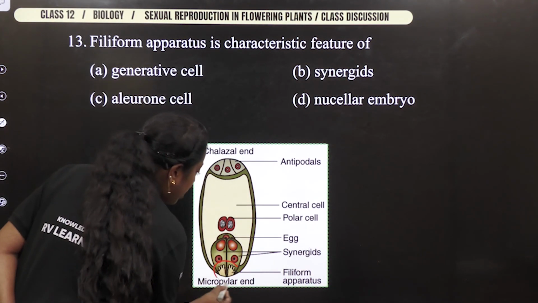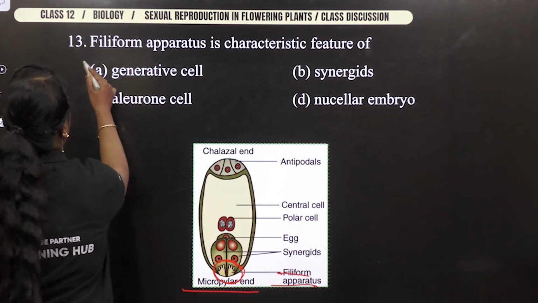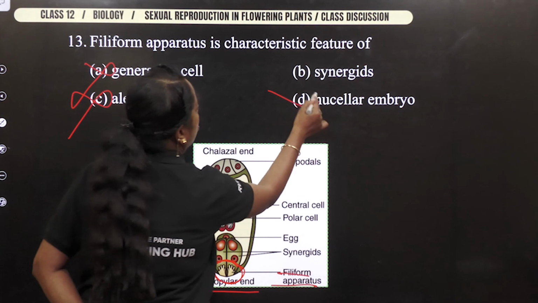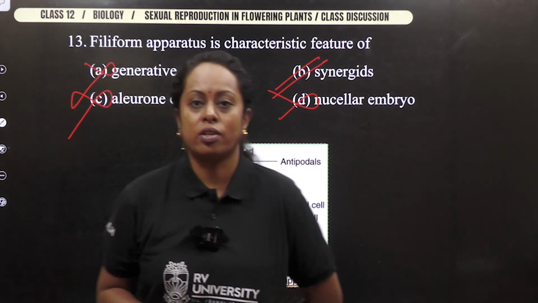So you see this particular finger-like projection, it's a characteristic of synergids. So thereby it's not A, it's not C, it's not D. Your answer is option B, which says synergids.